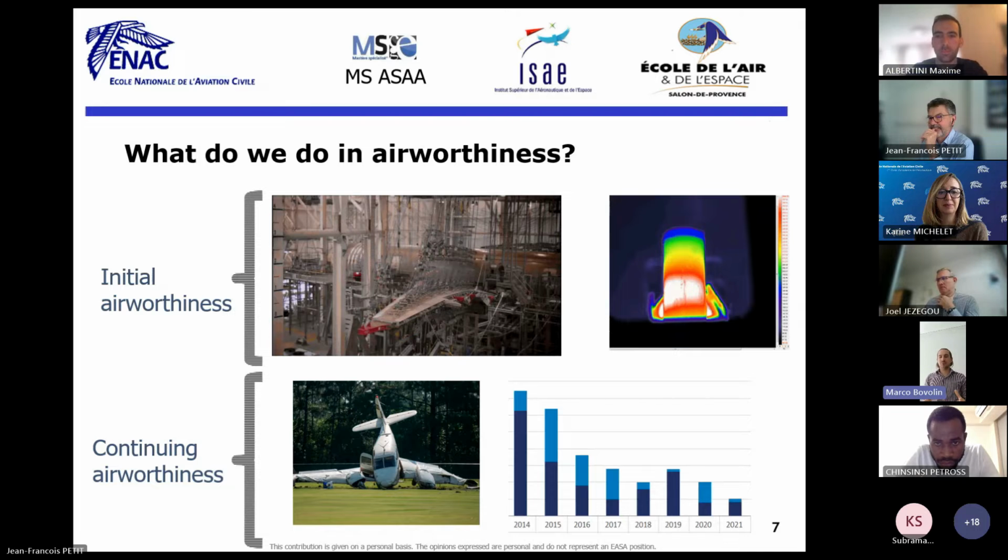Initial airworthiness is what happens before the aircraft exists, is produced and flies. There are a lot of tests, analyses, different kinds of tests that are carried out. So here in the slides, I'm presenting the structural test on the wing of an A350, if I'm not mistaken, as well as the thermal runaway test of lithium batteries. All these things are done way before the first flight.